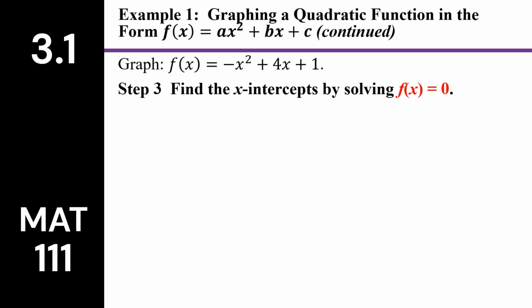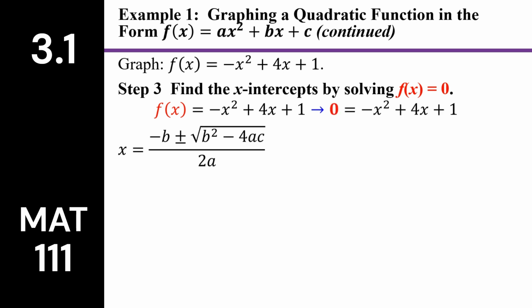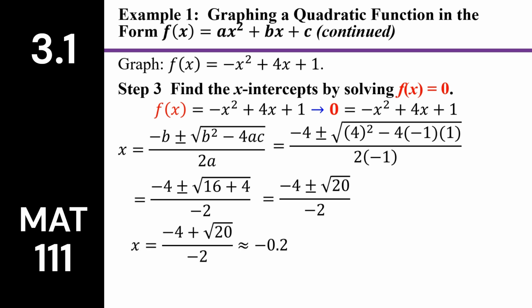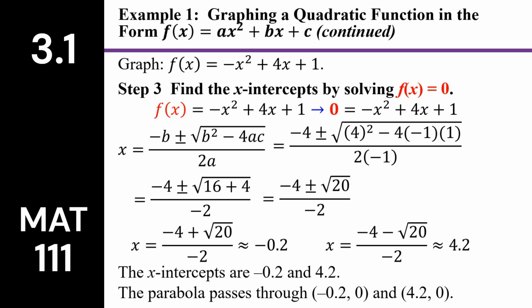For step 3, we'll find the x-intercepts by solving f of x equals 0. So we take our function, replace f of x with 0, and then we use our quadratic formula. We simplify, and this plus or minus leads to two different values. We use our calculator to approximate it when there's a plus, and we use our calculator again to approximate it when there's a minus. So our x-intercepts are negative 0.2 and 4.2. You may recall that sometimes we leave our answers in simplest radical form, but since we're taking these to graph paper, having the approximate value will allow us to plot these points.